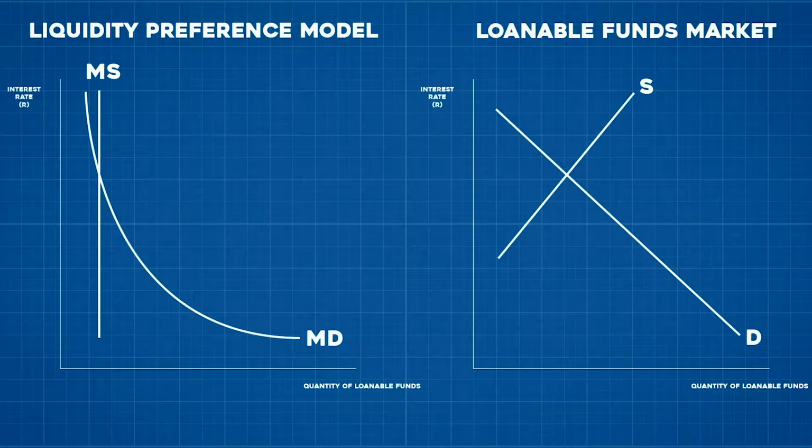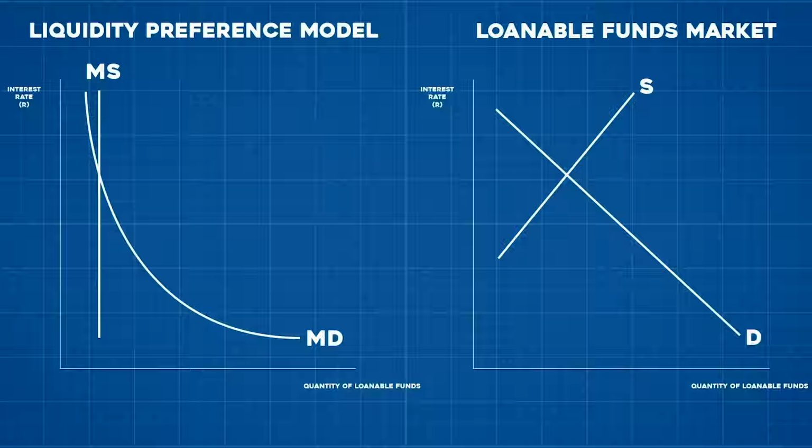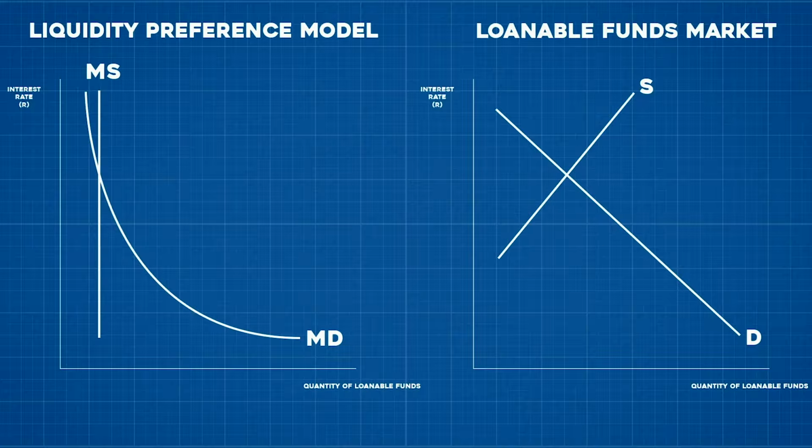Okay, so here are two graphs side by side, and let's look at how they affect each other first in the short run. So notice that both models are in equilibrium. At this interest rate, we're in equilibrium here and equilibrium here. So for the model on the left, at this interest rate, the money supplied equals the money demanded, and on the right, the same interest rate means that the loanable funds demanded equals the loanable funds supplied.